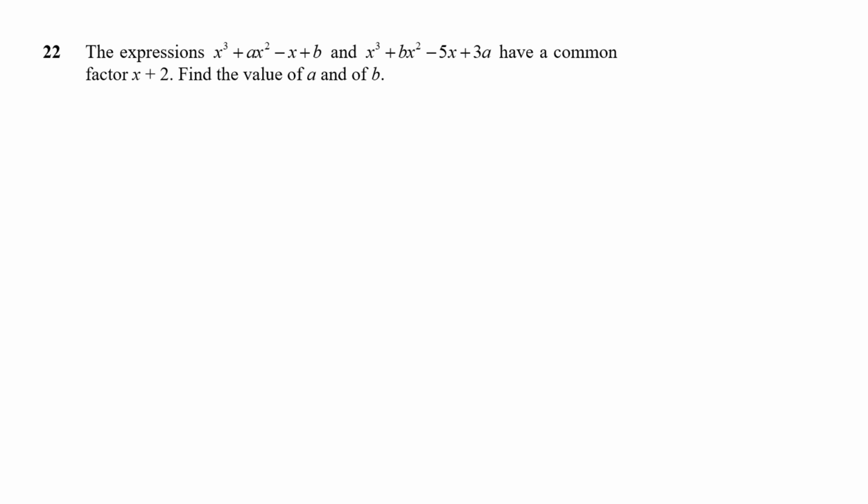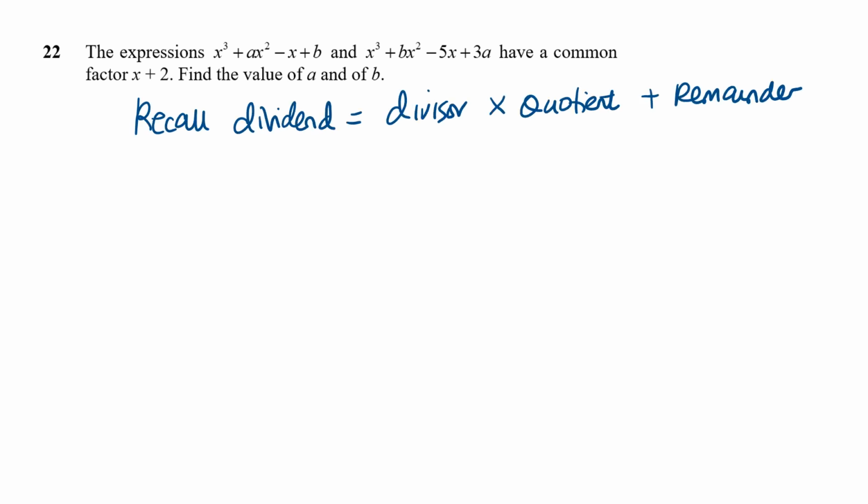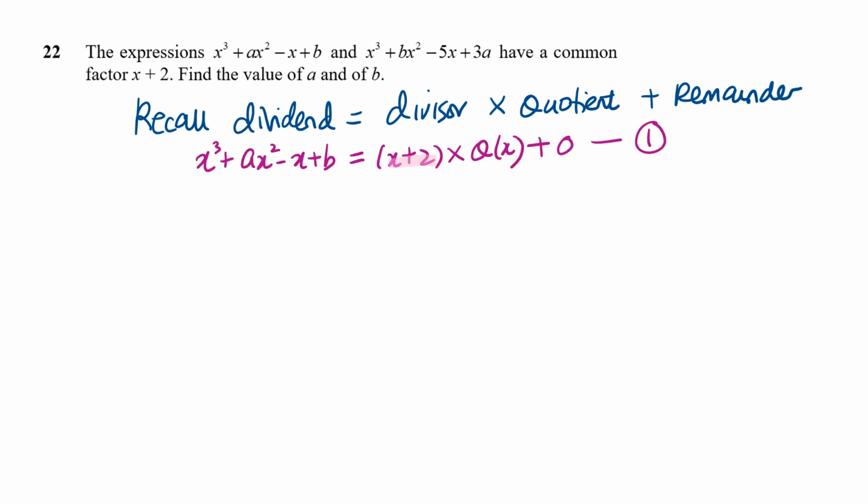Alright, so you're given two expressions there, two dividends. They have a common factor x plus 2. Find the values of a and b. Right, so here we have to use the factor theorem. Okay, so if the remainder is 0, that will give you x cubed plus ax squared minus x plus 2 equals your divisor, which is x plus 2, multiplied with the quotient, remainder 0.